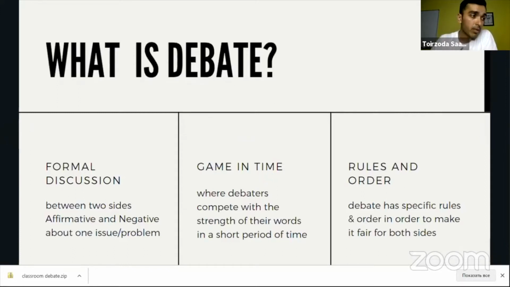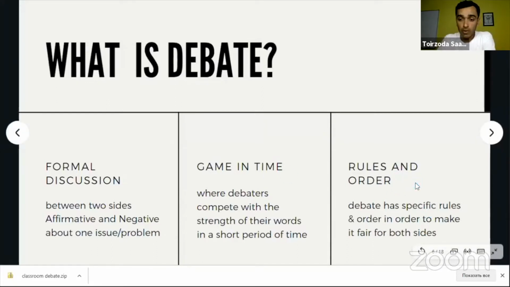So debate is a game, and every teacher knows that the students in the classroom love to play games and it's engaging. They engage with their audience. They want to win. So in the game, the debaters compete with each other through the strength of their words, their vocabularies. Vocabularies that they already have, they already know, but they don't have the courage to take them out.